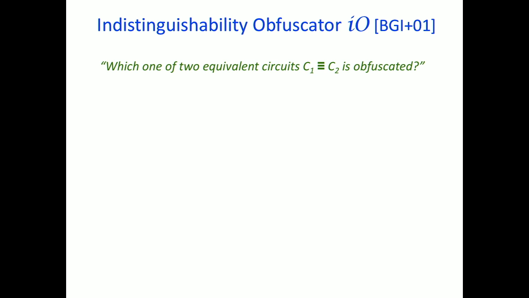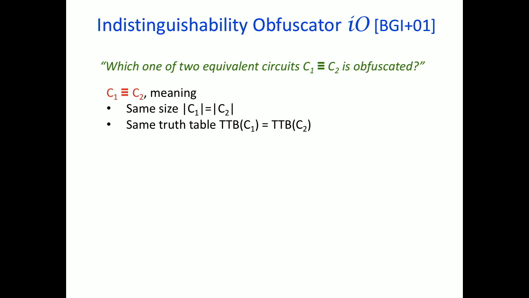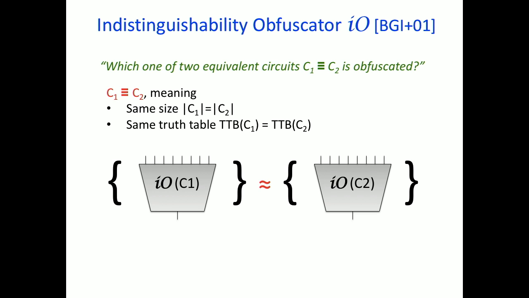What IO hides is really only one bit of information. That is, which one of two equivalent circuits, C1 and C2, is being obfuscated here. Okay? So here by equivalent, I mean those two circuits have the same size, as well as identical truth table. And if these two conditions are true, then we would like the compiled circuit, or the obfuscated circuits, to be computationally indistinguishable. They are computationally hard to tell apart.